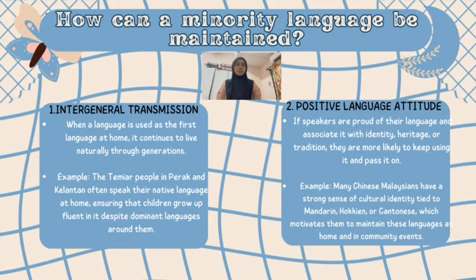How can a minority language be maintained? A minority language can be maintained by intergenerational transmission. One of the strongest ways to maintain a language is for parents and elders to speak it regularly with their children. When a language is used as the first language at home, it continues to live naturally through generations. For example, the Temiar people in Perak and Kelantan often speak their native language at home, ensuring that children grow up fluent in it despite dominant languages around them.